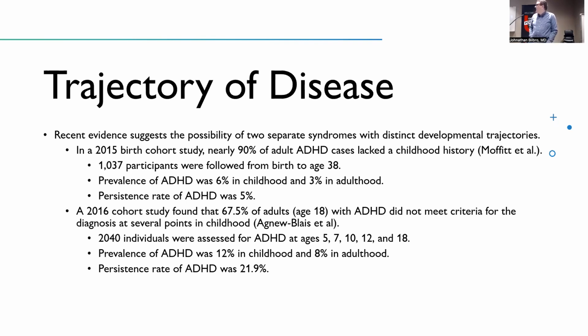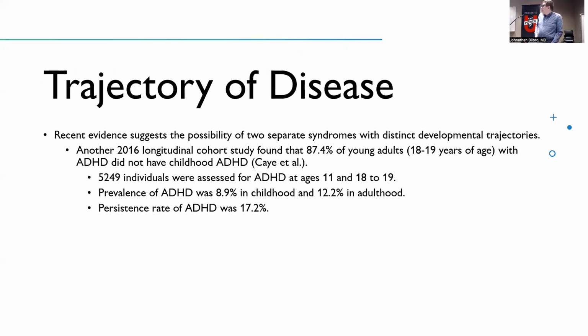There was a 2016 cohort. This one, I believe, was in Britain. It looked at just over 2,000 individuals, and they were assessed at the ages listed here. And it found that 67.5% of patients at age 18 who had ADHD didn't meet the criteria at several points in childhood. The prevalence of ADHD estimated in this study was a bit higher than what we described earlier. And again, the persistence rate was also a bit higher, somewhere around 22% of patients with persistent ADHD.